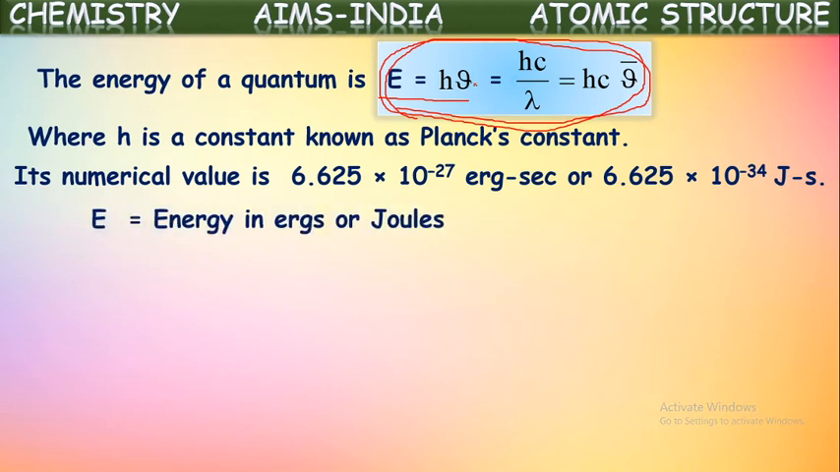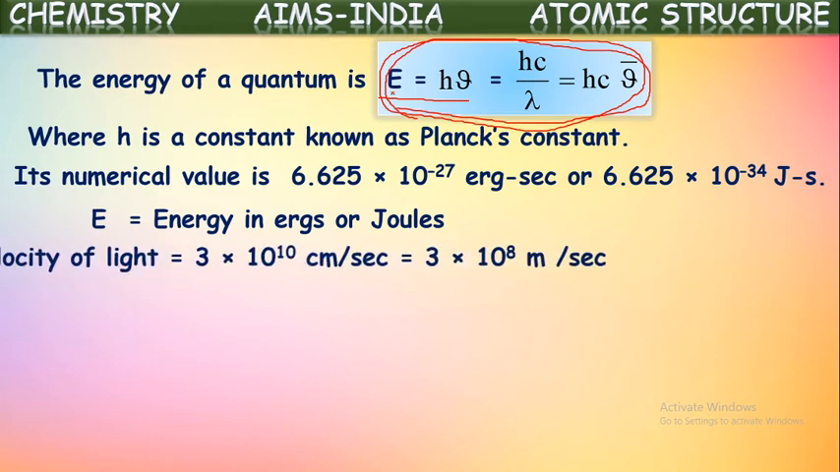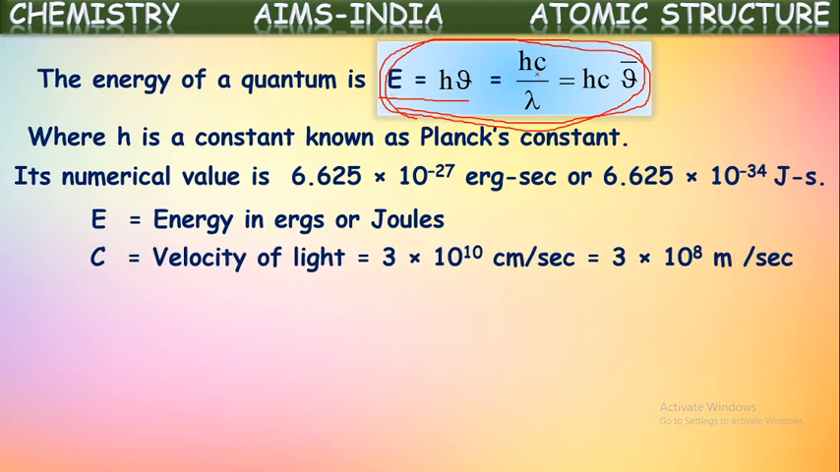E is equal to energy in ergs or joules. Here E represents the energy of the radiation in ergs or joules. C represents the velocity of light, which is equal to 3 into 10 to the power of 10 centimeters per second, or 3 into 10 to the power of 8 meters per second, because the velocity of every electromagnetic radiation is equal to the velocity of light. As we know, the velocity of light is 3 into 10 to the power of 8 meters per second.